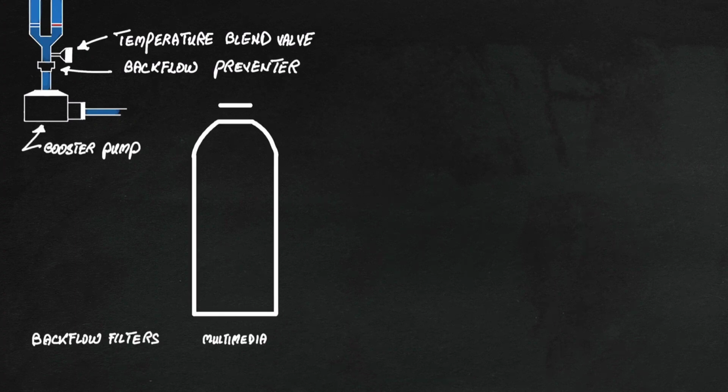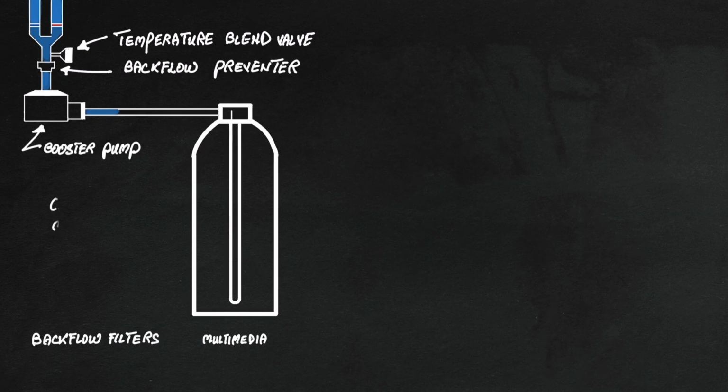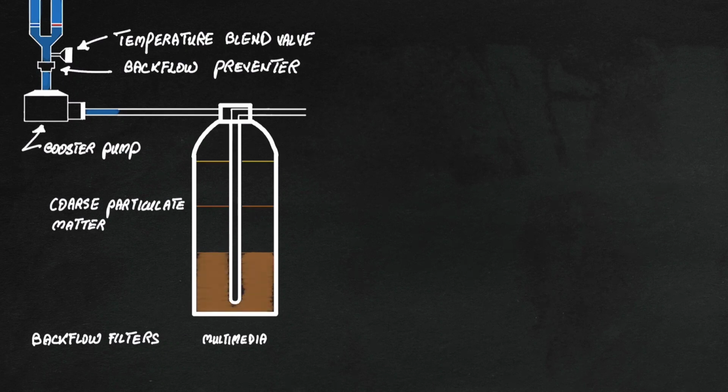You will start by first removing particulate matter so you can protect the more expensive downstream components of your system. This is usually done with a depth multimedia device equipped with a backflush mechanism for regeneration.